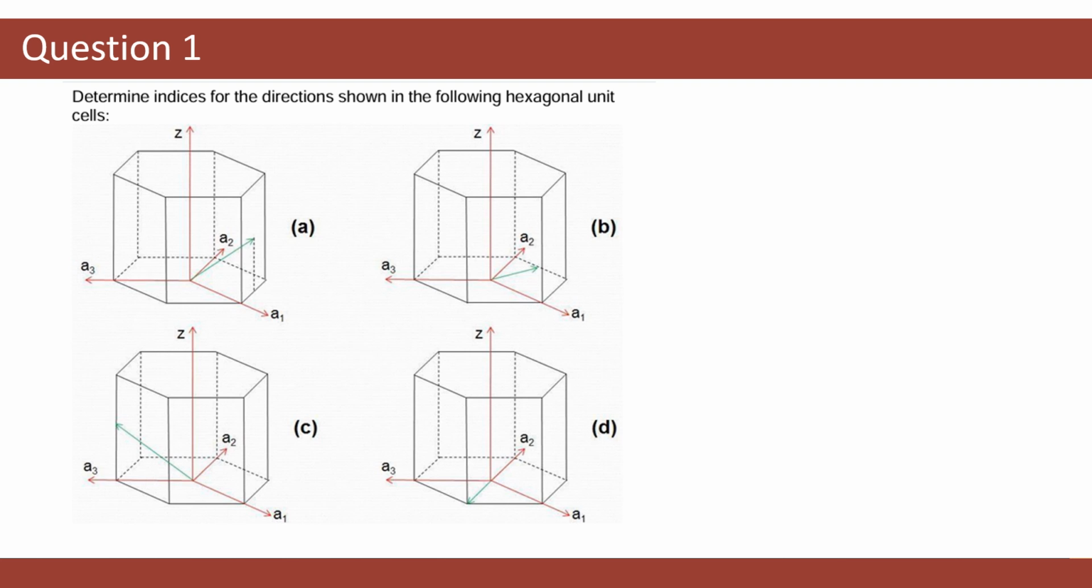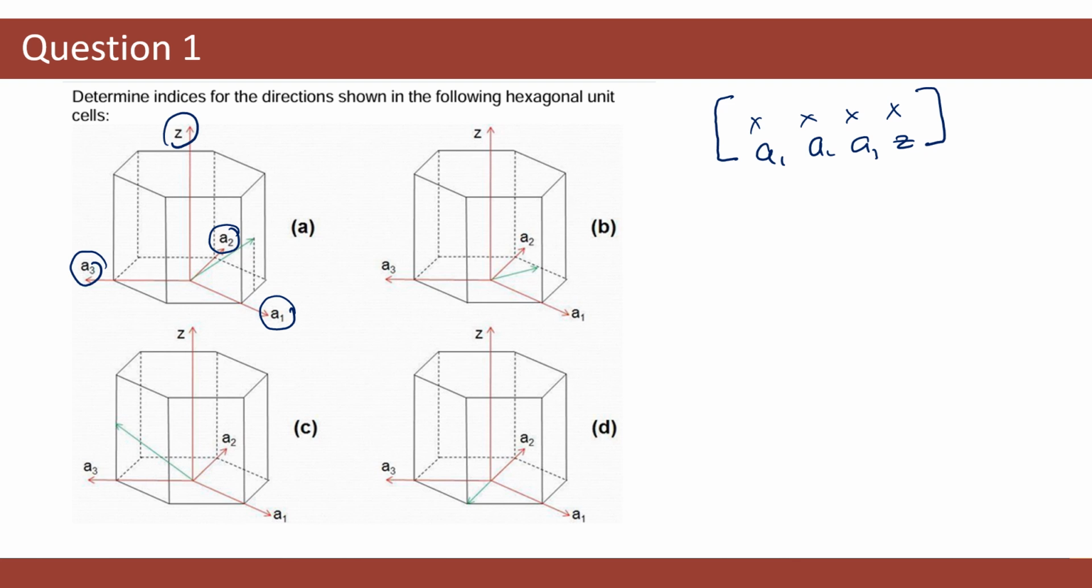One is along the plane. So you can see A1, A2, and A3 in the same plane, and the z is upward in the vertical direction. So when we write the Miller index, we have the square brackets, and here 4 numbers. So 4 numbers are related to A1, A2, A3, and Z. Are we good? Does that make sense?